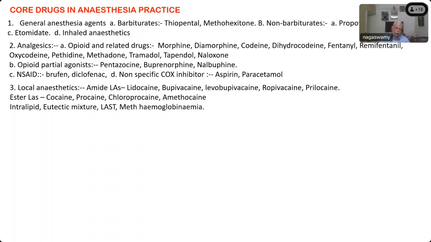How do you correct methemoglobinemia? Methylene blue. How much? What is the dose? 1 mg per kg IV slowly over 15 minutes. And vitamin C 500 milligram in 100 ml of saline over 20 to 30 minutes. Both drugs can be used. These are the doses also.